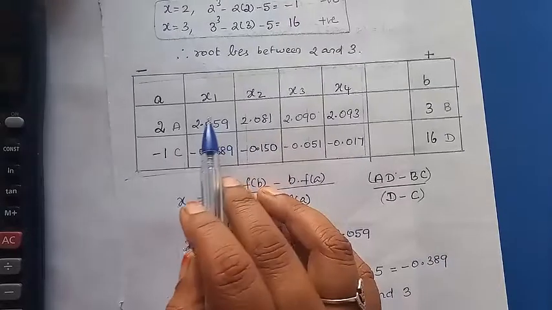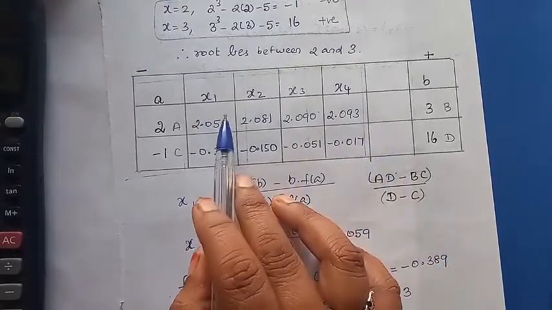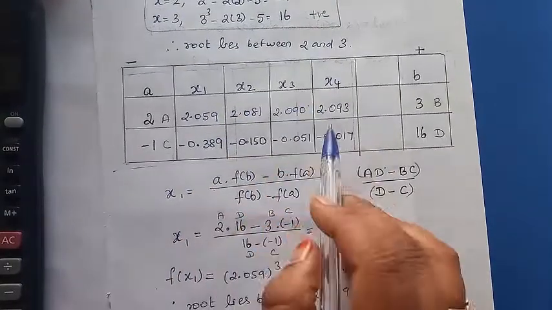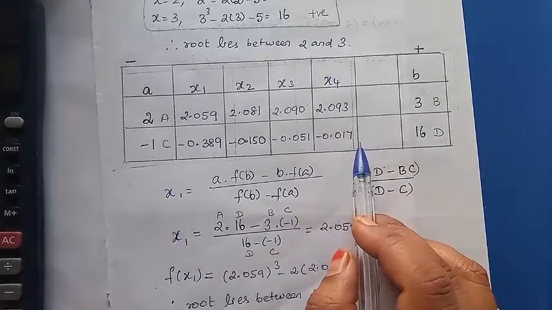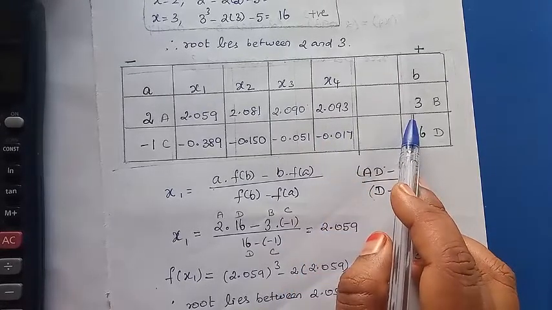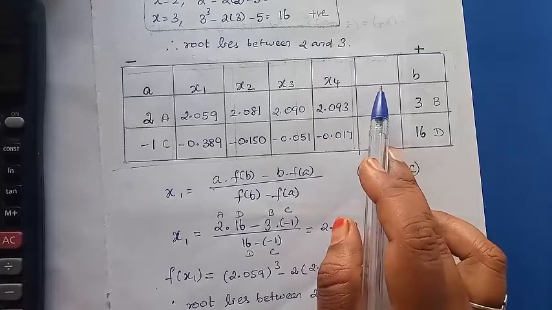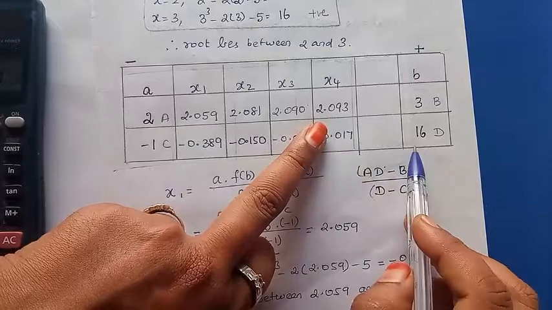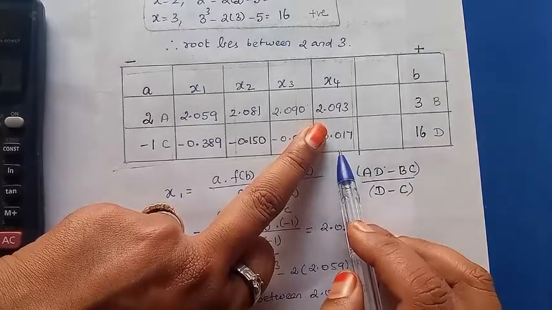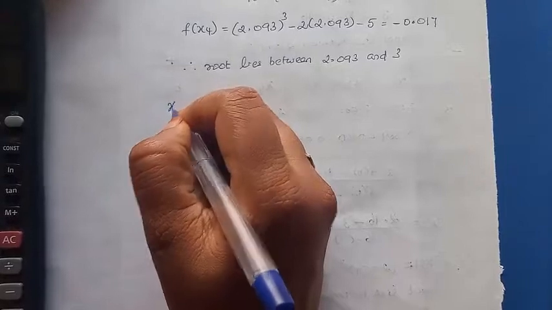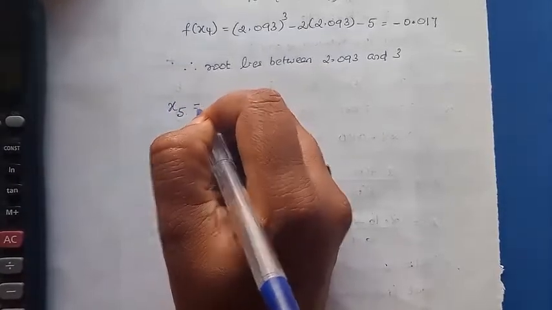Here you can see the tabulated value which shows the value of the approximated values x1, x2, x3 and x4. So at this stage it is known that the root lies between 2.093 and 3. Our next step is to find out the next approximated value x5. The formula is, now this is your a value, so a into f of b minus b into f of a divided by f of b minus f of a.